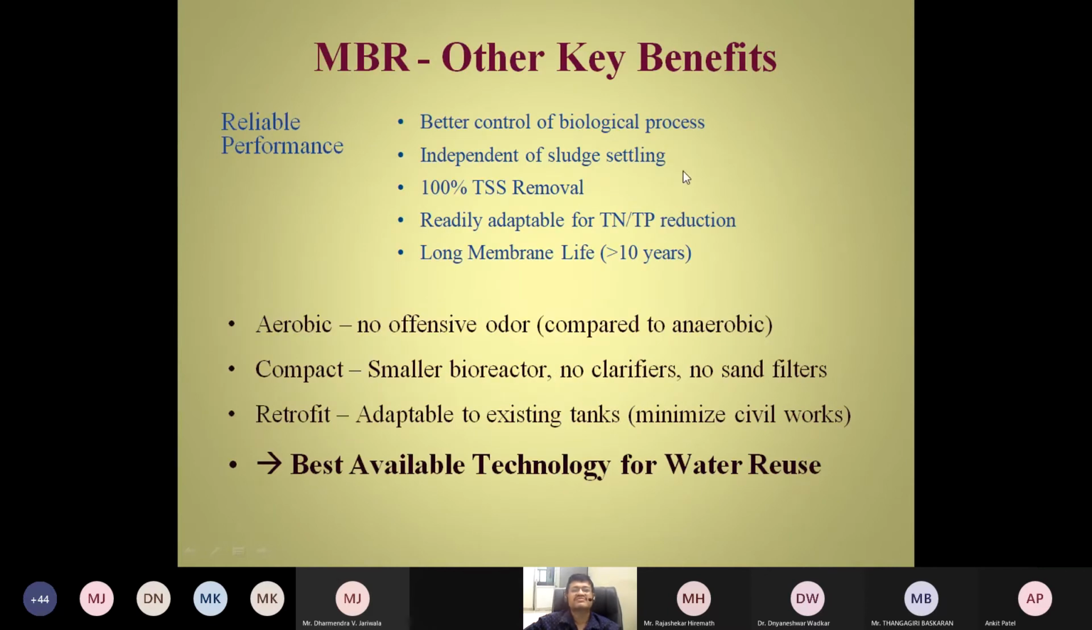There are other benefits like better control of biological process, and 100% TSS removal. We can use this water. So wherever the reuse of water is required, there we can use these MBR systems.